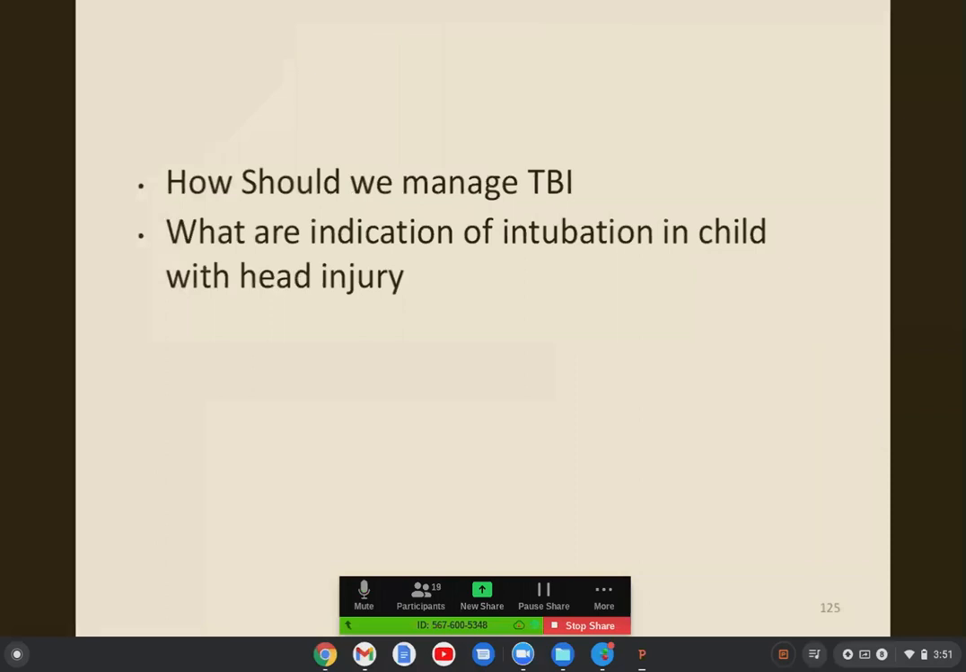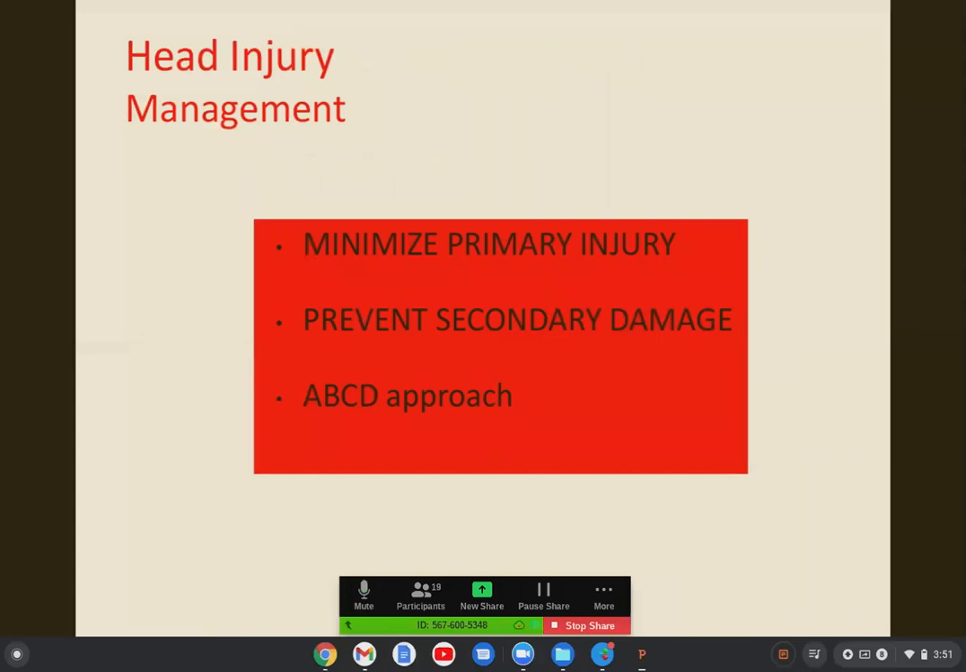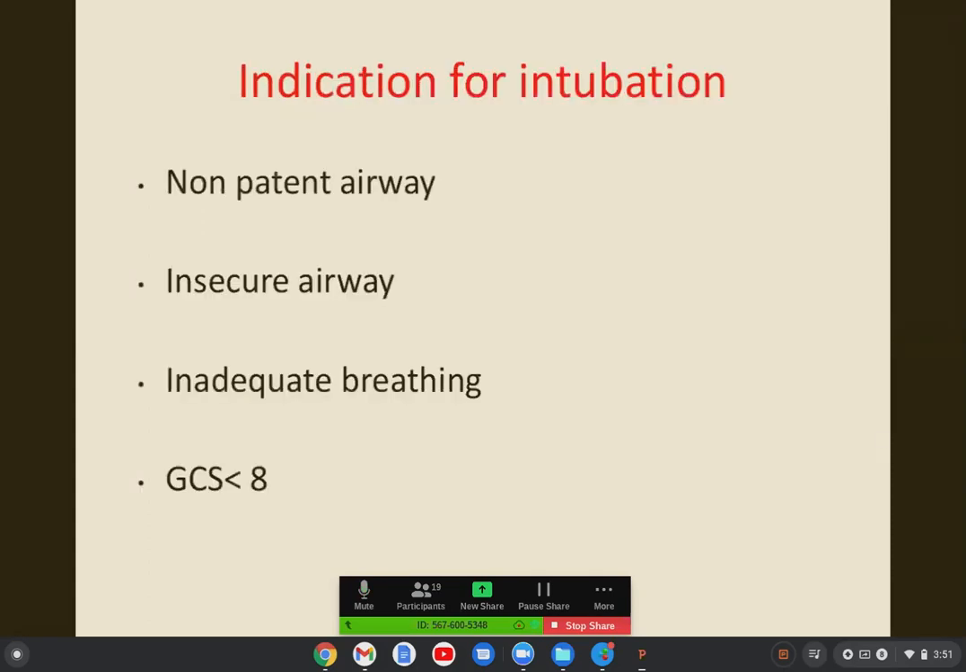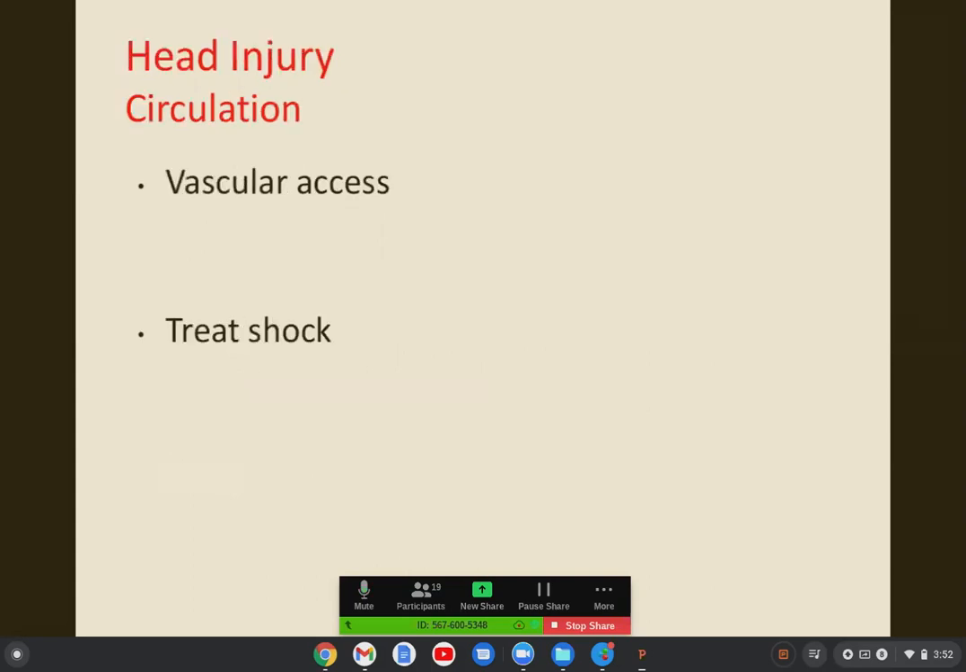How do we manage traumatic brain injury? We manage it by minimizing and preventing primary injuries, preventing secondary damage, and using the airway, breathing, circulation, and disability approach. If after a head injury the airway is not patent or secure, or there is inadequate breathing, or GCS is less than 8, we have to intubate and secure the airway, and maintain breathing so that circulation is effective.